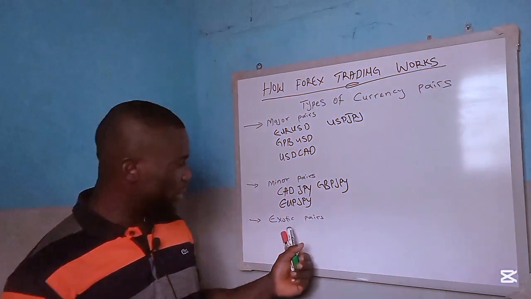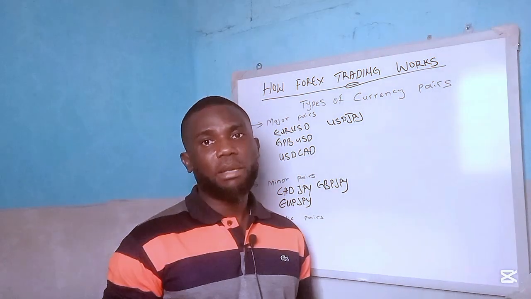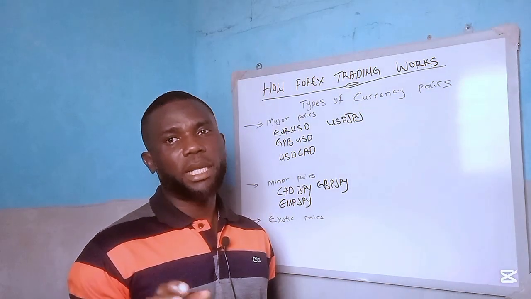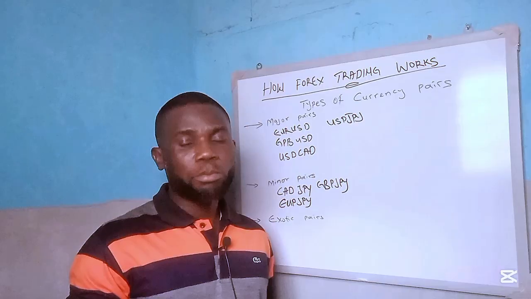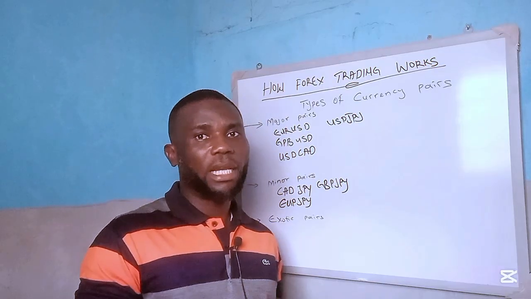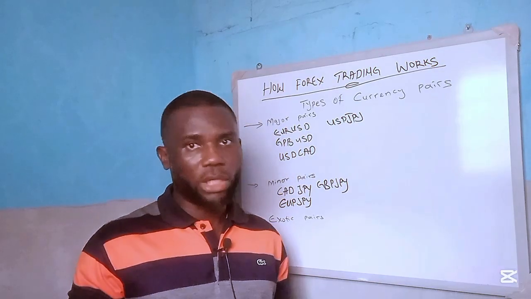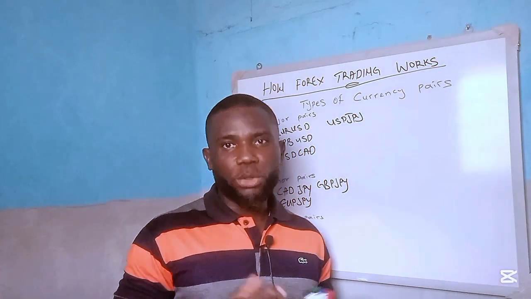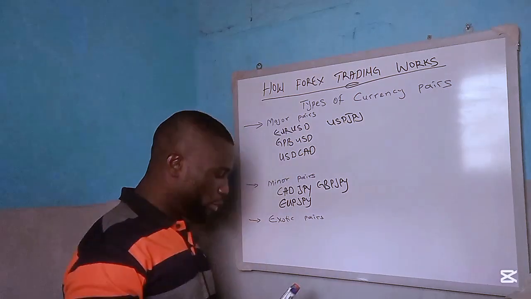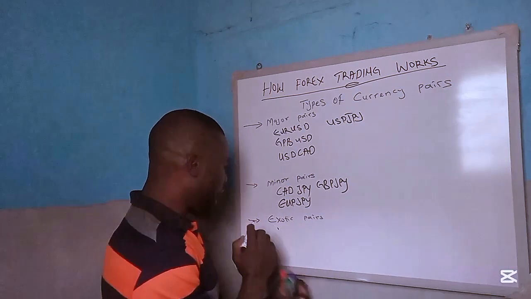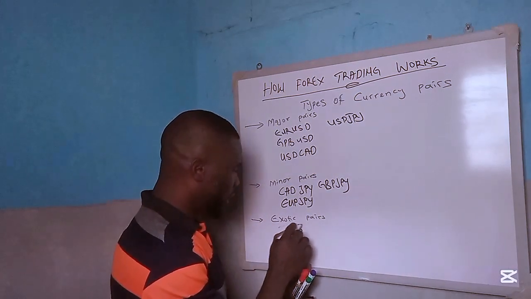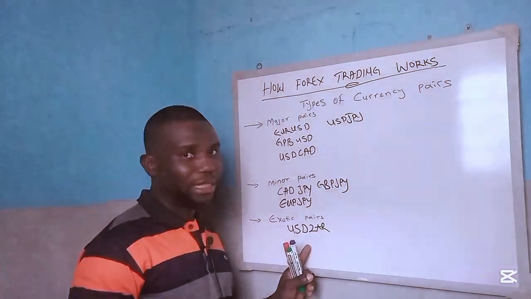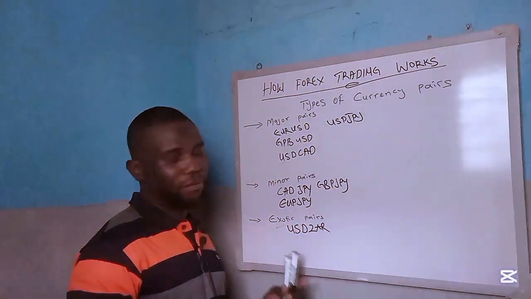Then the exotic pairs. What we mean by exotic pairs is those pairs that have USD in them, but the other currency is from an emerging economy, like an economy that we don't know well. Let me just put it that way. So if, for example, you have the USD ZAR, the South African Rand, it falls under exotic pairs.